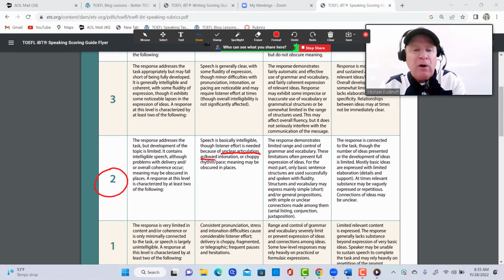You have awkward tone. You do. You're not really varying your tone like you need to. You have a choppy rhythm or pace. I'm going to say maybe on this one. Let me listen to it again in just a minute. The response demonstrates limited range of and control of grammar and vocabulary. I think that's a problem. It prevents you from what's called full expression of ideas. I think that's a problem.